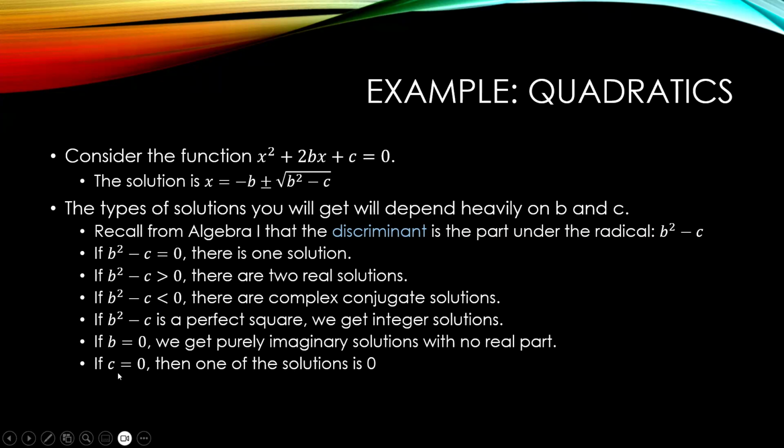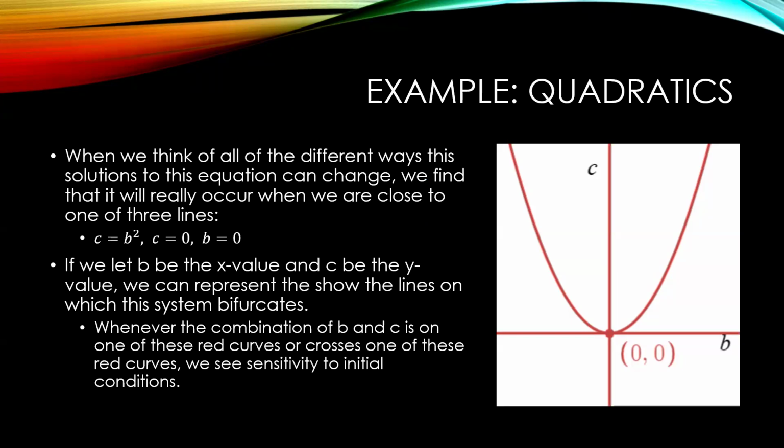Just based on the characteristics of b and c, we can get a whole bunch of different things happening. And we can actually graph it. We can show where all of these different changes are going to be happening. When we think of all the different ways the solution to this equation can change, we find that it really depends on when c is equal to b squared, or when c is equal to 0, or when b is equal to 0. Well, here are all the different things that can happen. If we are in one of these regions, we are going to get some type of different behavior. If we are on one of these line segments, we are going to get some type of different behavior.